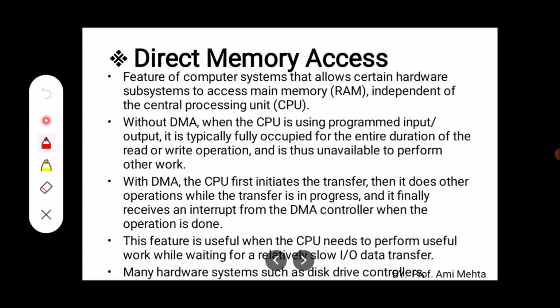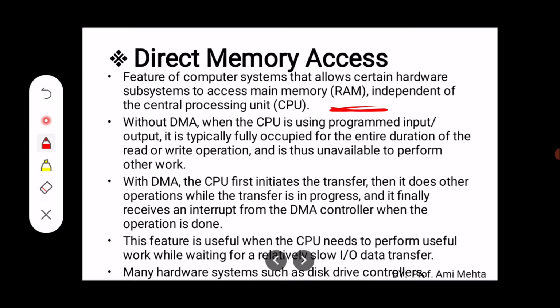So direct memory access is basically the feature of a computer system that allows certain hardware subsystems to access main memory independent of the central processing unit. In the first scenario, whenever you want to access the main memory, each and every time the CPU is involved. So the CPU is utilized maximum of its time in operation of main memory.